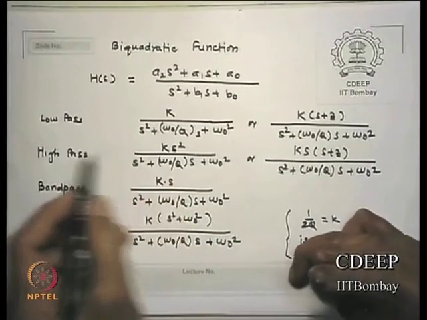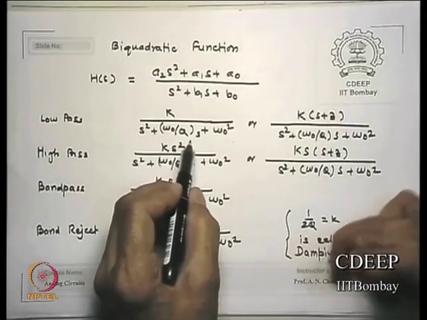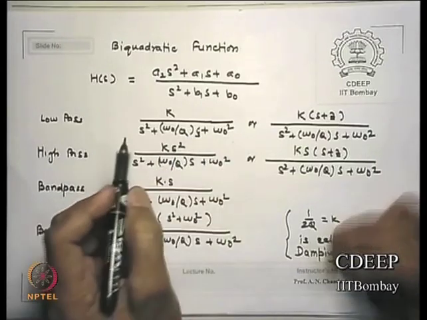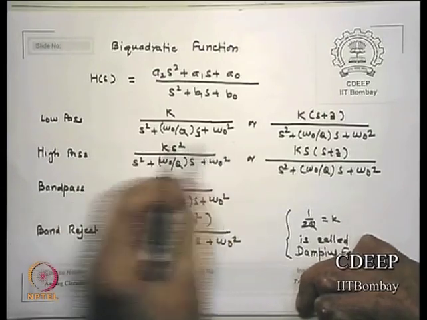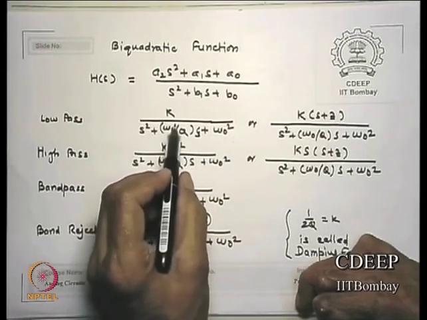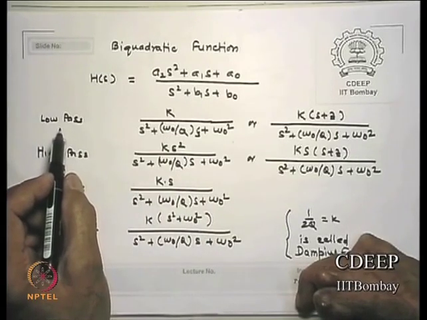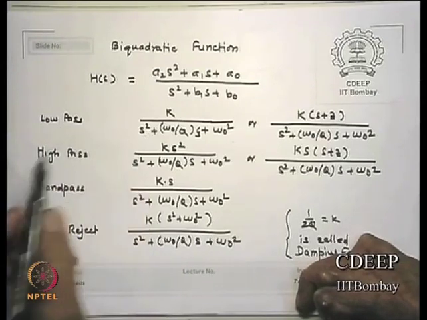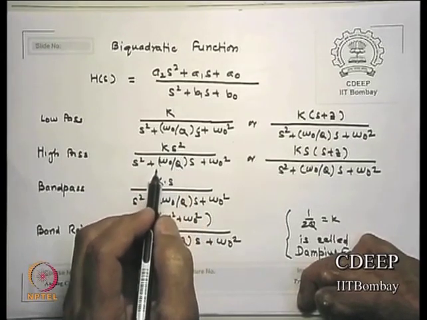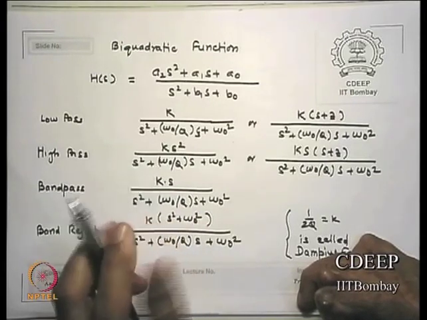So if the transfer function has the nature of k upon s square plus (omega 0 by Q) into s plus omega 0 square, where omega 0 is the pole, the cutoff frequency. Is it quadratic? S square plus s plus something, so it is a quadratic term. Numerator does not have any quadratic term, constant. Such a function will give a low pass. Two poles, low pass. However, if the numerator has a term which contains s square, how many zeros are there? Multiple zeros at zero, two zeros at zero, okay.